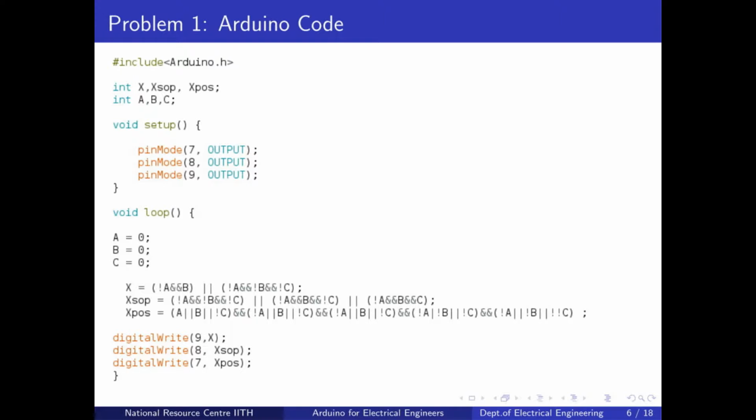Here X, X_SOP, X_POS equations are written in C by analyzing the Boolean expressions. By using the digitalWrite command, we write the outputs which are computed to the pin numbers 9, 8 and 7 with X, X_SOP, X_POS respectively. So this is the code. You can dump this code and observe the demonstration. Let's see the demonstration.